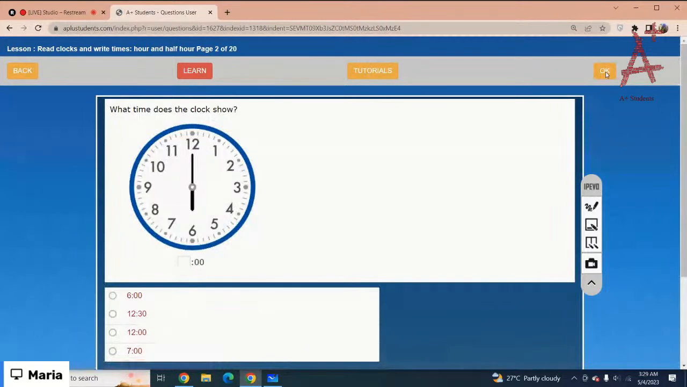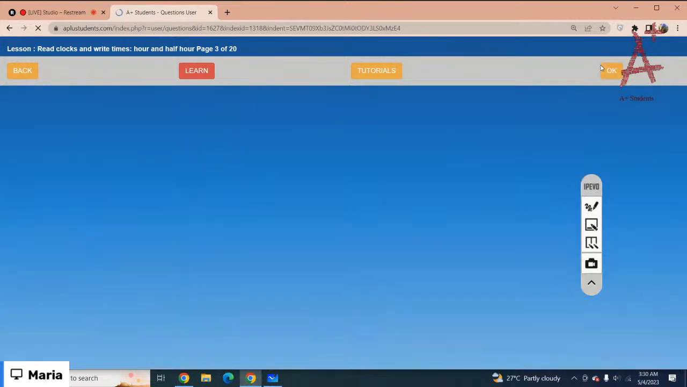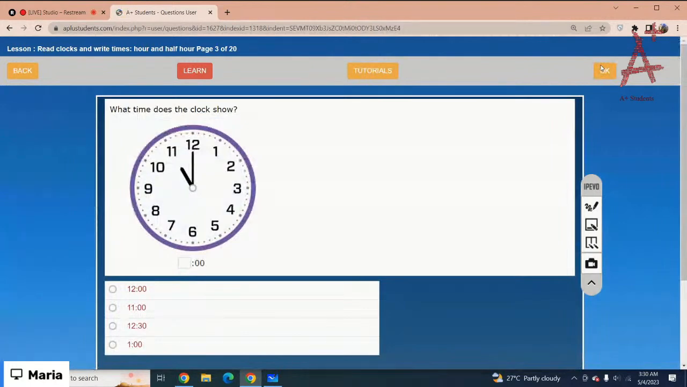Okay, what time does the clock show? Which is the correct option? The clock shows the hour hand points to 6. That means the time is, yes, it would be 6. What time does the clock show?